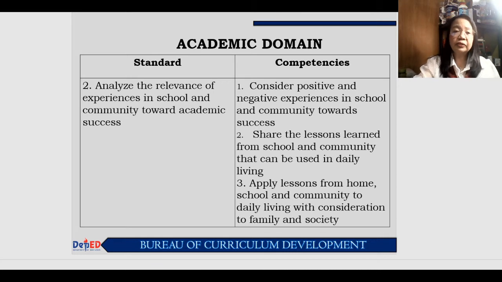Next, number 2 standard for academic domain is to analyze the relevance of experiences in school and community toward academic success. The competencies are: first, consider positive and negative experiences in school and community toward success. Second, share the lesson learned from school and community that can be used in daily living. Third, apply lesson from home, school, and community to daily living with consideration to family and society. Here, an example is that our learners can differentiate the good and bad experiences in school and community. Also, they can identify the healthy and unhealthy brought by their experiences.